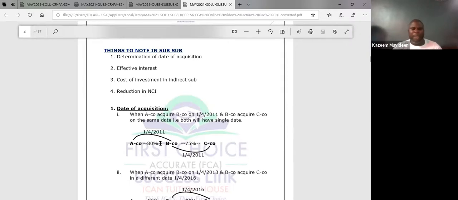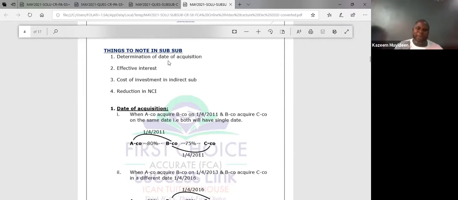Therefore, the day BICO acquires SICO, SICO becomes a subsidiary of ACO. But what type of subsidiary? Indirect subsidiary. Therefore, ACO has both direct and indirect subsidiaries. BICO is a direct subsidiary of ACO, while SICO is an indirect subsidiary. Why is it an indirect subsidiary? ACO did not buy it directly. It was bought by BICO.